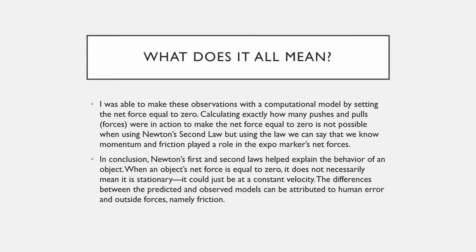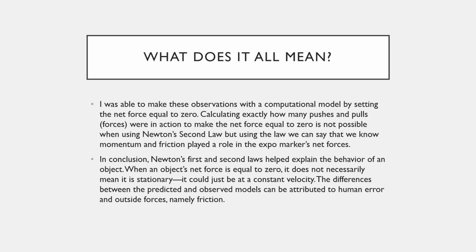So, would it be possible to calculate exactly how many pushes and pulls, essentially forces, were in action to make the net force equal to zero? The answer to that is no, it's not possible to do that using only Newton's second law. But using Newton's second law, we can make the general statement that we know that momentum and friction played a role in the expo marker's net forces.